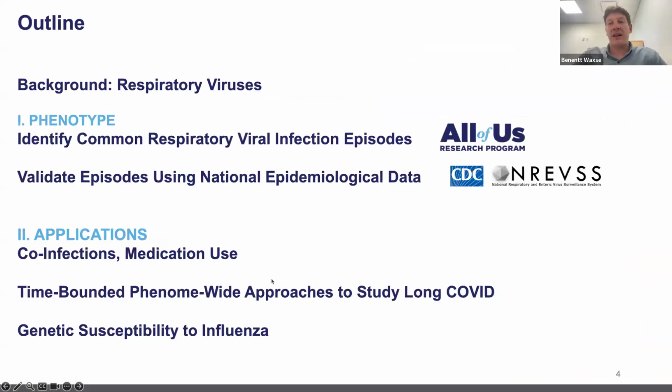So I will outline this talk. We'll start with some background about respiratory viruses. And then we will dig into the phenotype that we put together. I'll show you how we identified common respiratory viral infections using All of Us, and then how we compared these results to epidemiological data from the CDC to verify that the results we're finding in All of Us match what we expect for national data. Then at the end, I have a few examples of applications of how we're looking into these phenotypes to tell us some interesting things about long COVID, genetic susceptibility to influenza and other viruses.